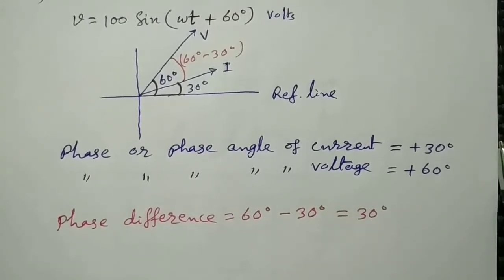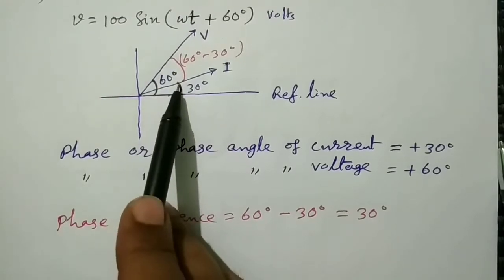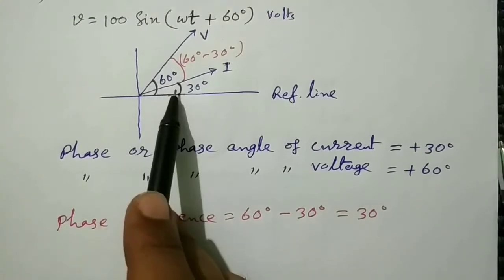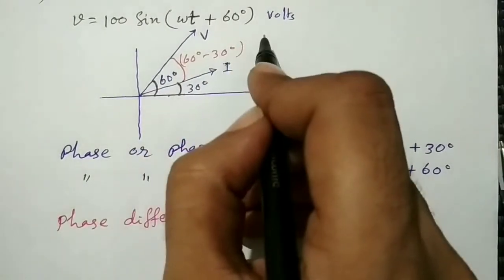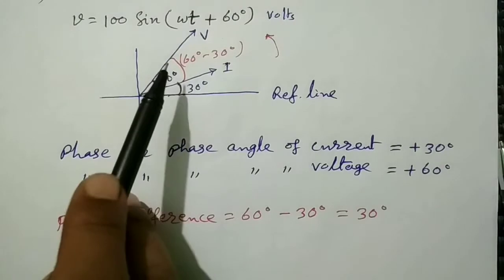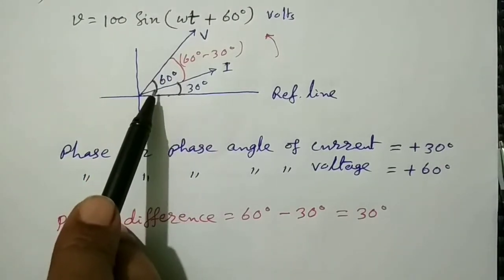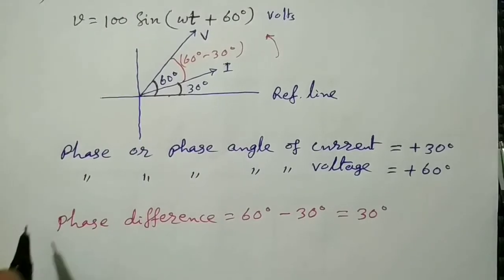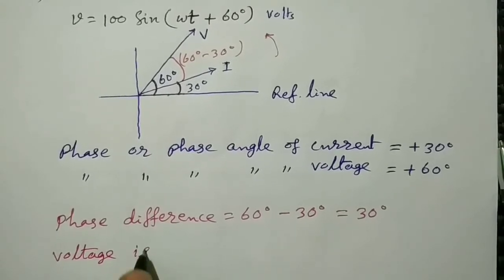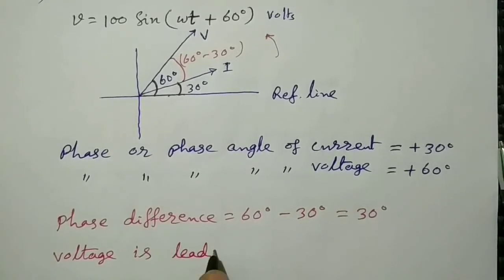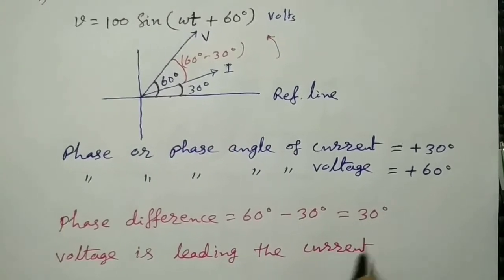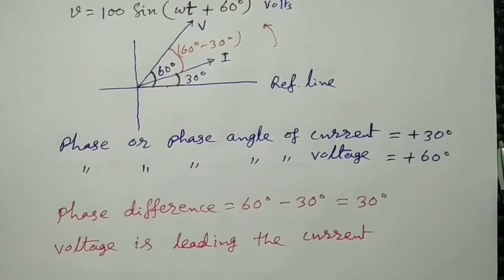Now, the voltage is ahead of the current, because voltage is at 60 degree and current is at 30 degree. Both phasors are rotating in anti-clockwise direction. Therefore, we can say the voltage is ahead of the current. So this is considered as the voltage leading the current. Voltage is in leading position with respect to the current.